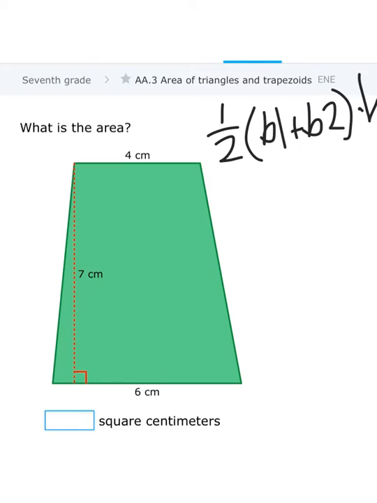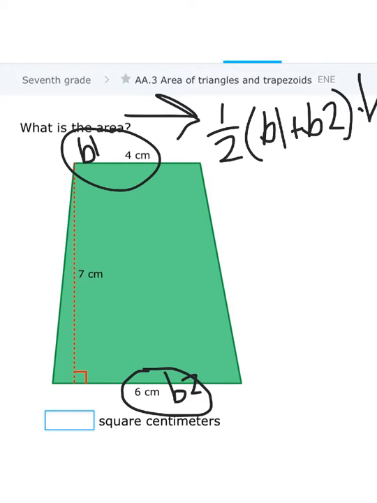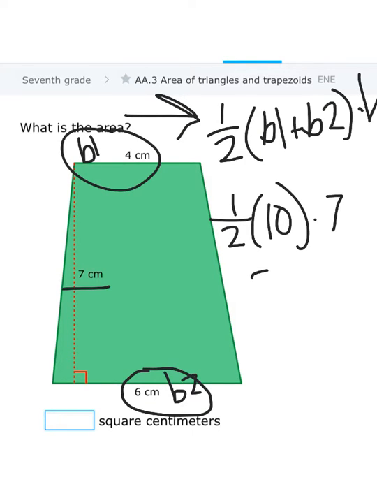Now this shape right here, this is a trapezoid. The trapezoid's a little bit different than a triangle for formulas. I wrote it right here. So we have two bases, base number 1 and base number 2. What we're going to do is add them. So 6 plus 4 is 10. So I do half of 10 times the height. The height is 7. So half of 10 is 5. 5 times 7 is 35.